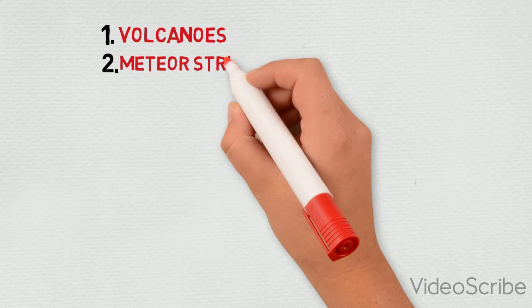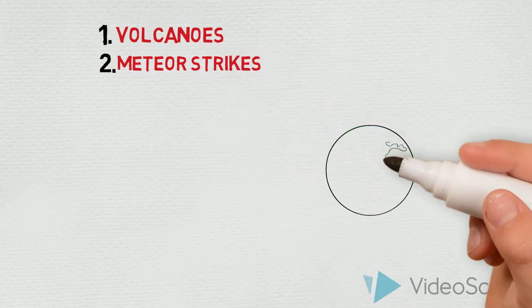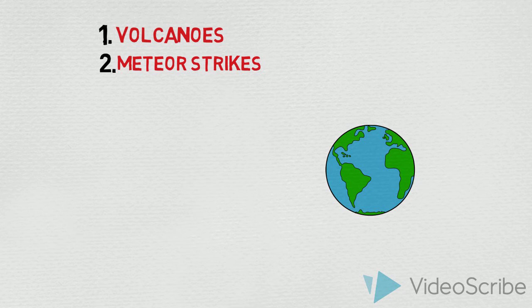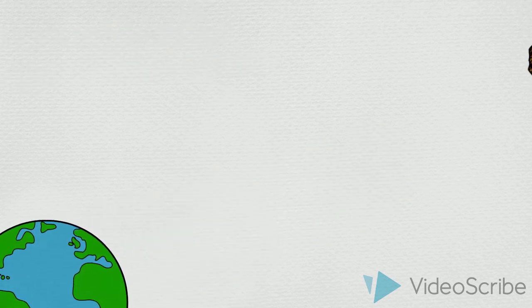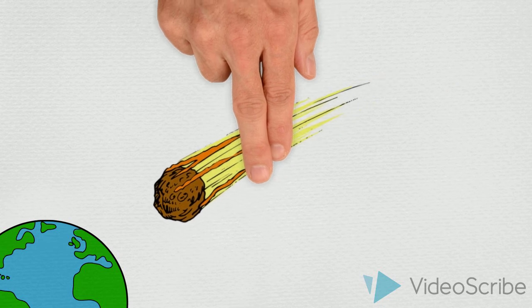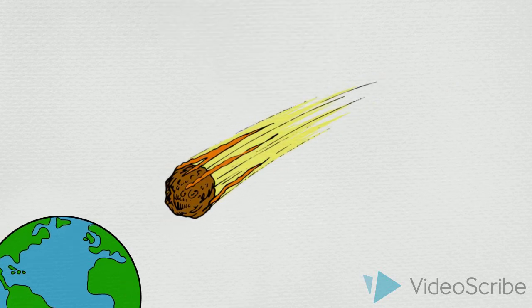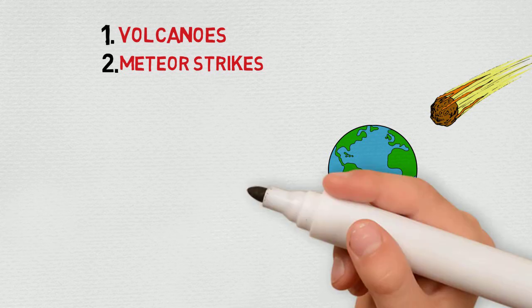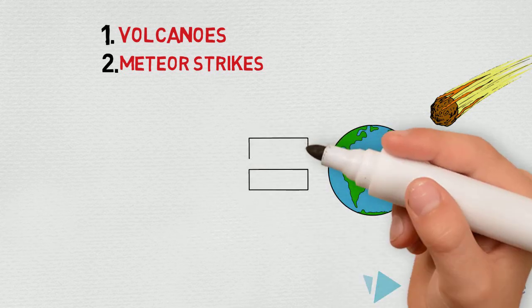The second way the water in the oceans is created is by meteor strikes. Remember, the Earth was a hostile place long ago, right? Well, this also means that there were lots of meteors striking the Earth. In fact, there were 1 billion times more strikes than we experience now. 1 billion? Yep, 1 billion.